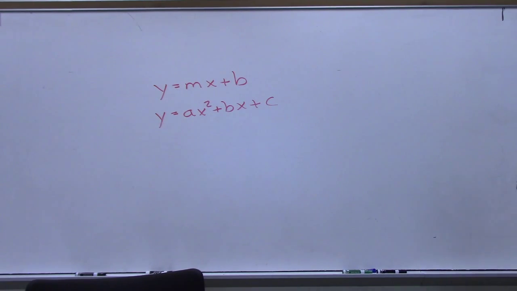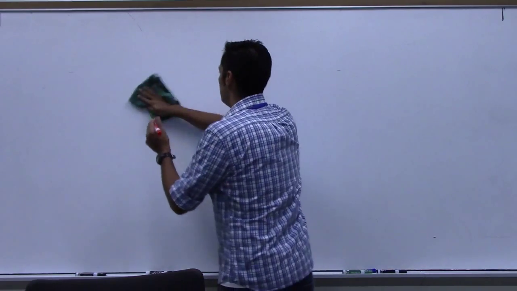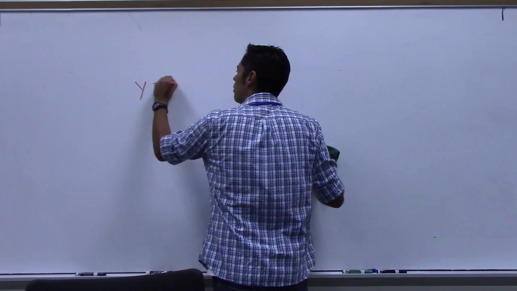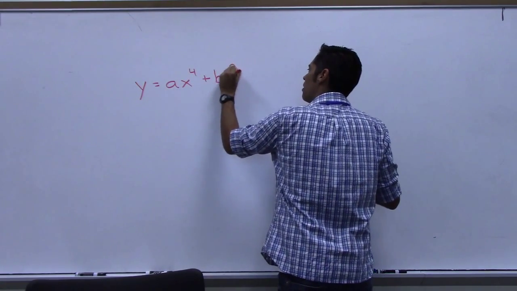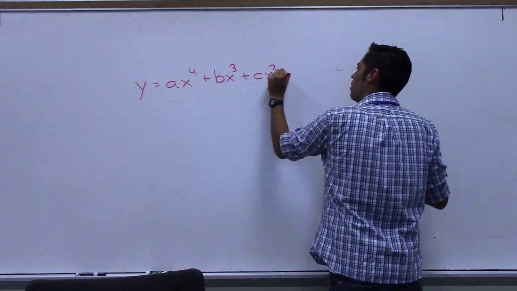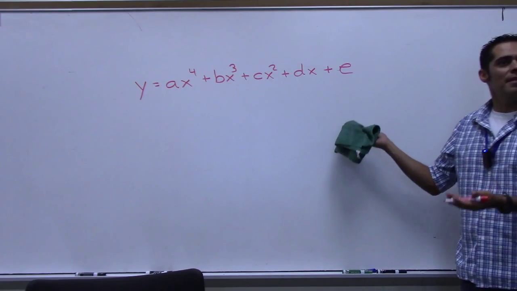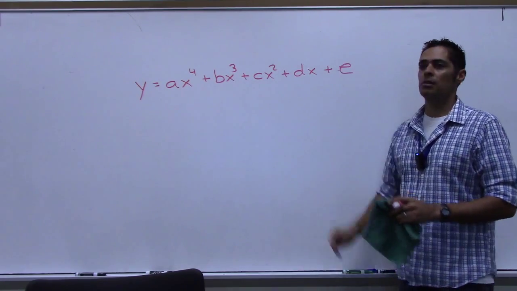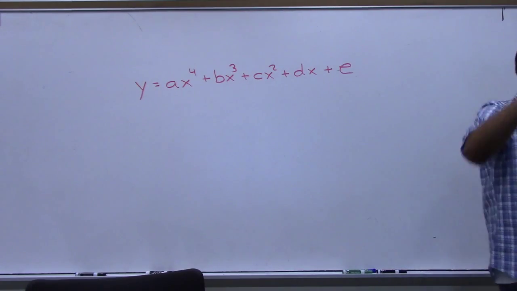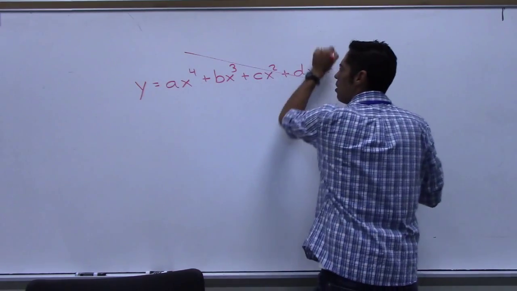So why do we have to write it like this? Why use this subscript stuff? Why not do this? Like if I wanted to say a 4th degree polynomial, could I do ax to the 4th plus bx to the 3rd plus cx squared plus dx plus e? I could have done that, right? A is a number, b is a number, c is a number, d is a number, e is a number. And I could call that the general format for a 4th degree polynomial. Why not just stick with a, b, c? Why these subscripts?